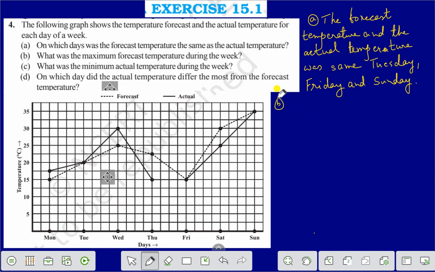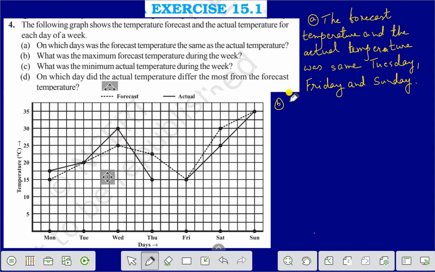Now question number B. Question number B you see here is what is the maximum forecast temperature during the week? The maximum forecast temperature. Here you see the maximum temperature is this figure, right? And the degree, here you see perpendicular to it, is 35 degrees centigrade.